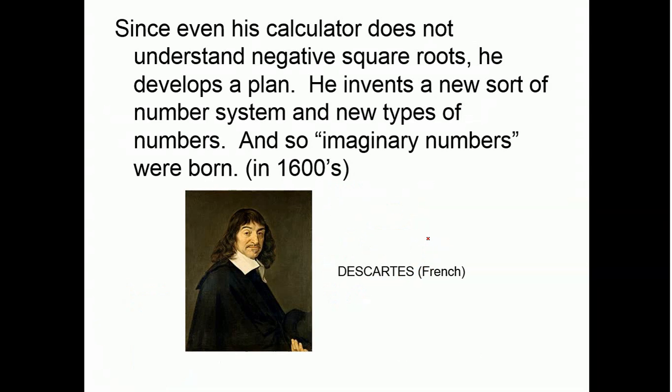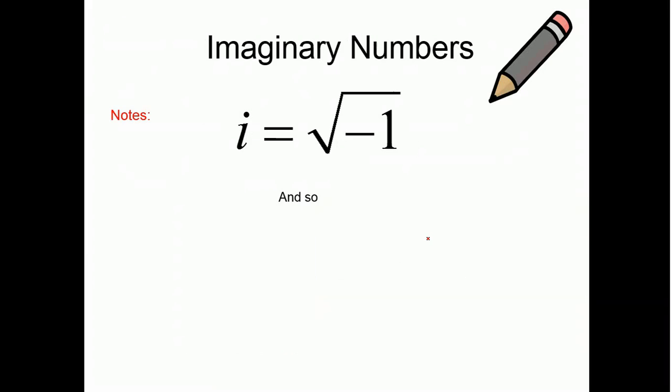So what Rene Descartes did is he decided that even though his calculator didn't understand negative square roots, he developed a plan. He invented a new sort of number system that gives new types of numbers. And so the imaginary number system was born. So here's what imaginary numbers are. i equals the square root of negative 1. So i is for imaginary. Basically, if you have a negative 1 under a square root, you can translate that to i. So i squared then is technically negative 1.